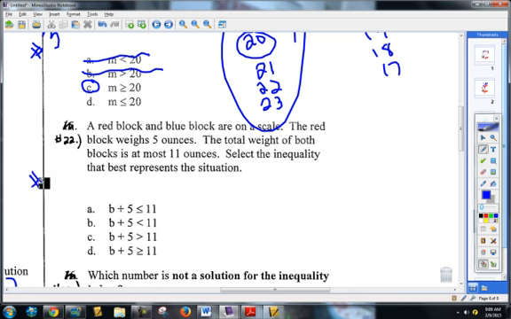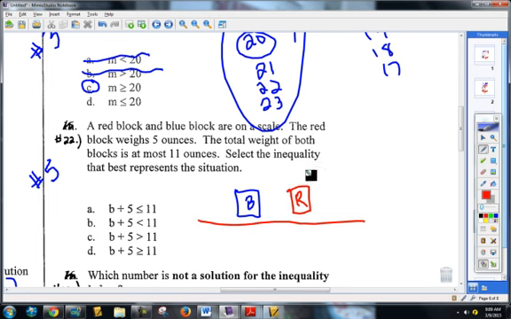This one is going to be learning target number 5. Okay? A red block and a blue block are on a scale. So I like to even draw a picture. Red and blue. They're on my scale here. Okay? The red one weighs 5 ounces. Okay? The total weight of both blocks is at most 11 ounces.